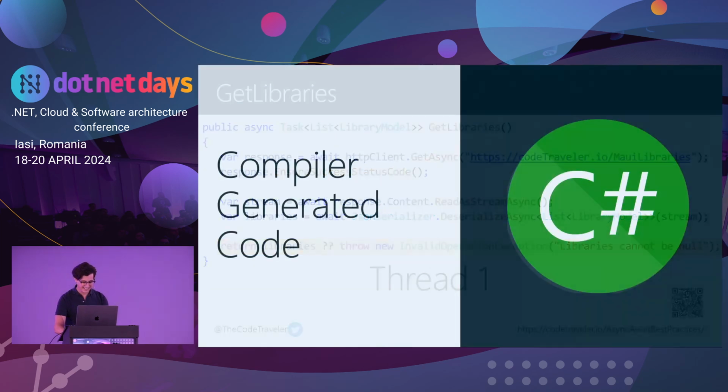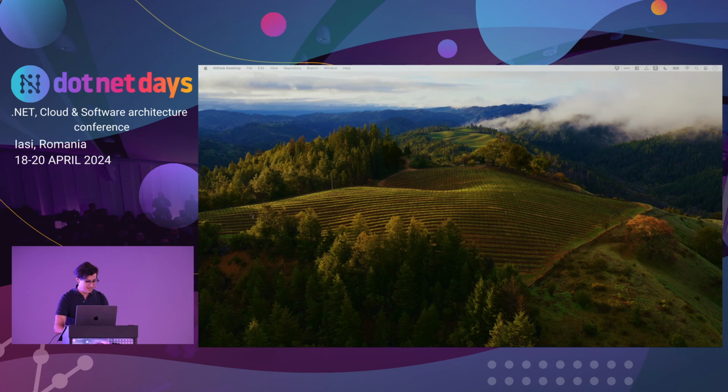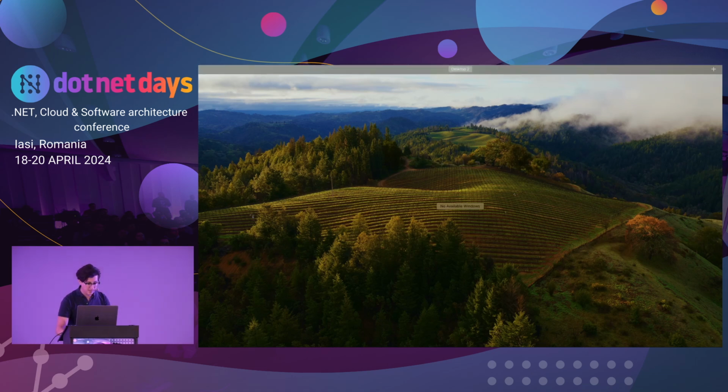Now, to really understand what's going on here, we need to jump into the compiler-generated code. So what I've done is I have gone to the website sharplab.io, and it's not shown on the screen.